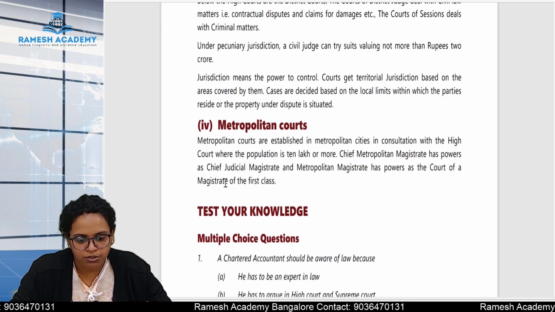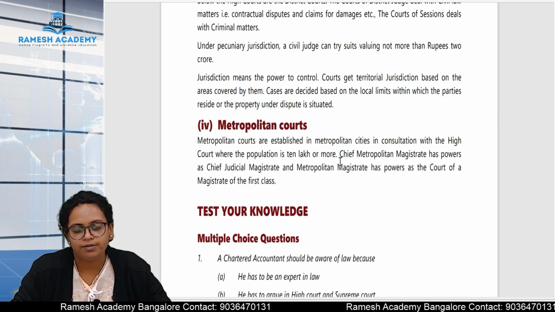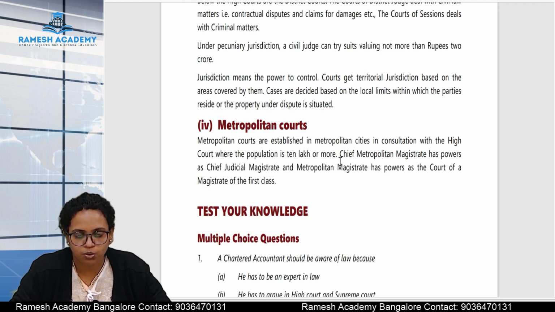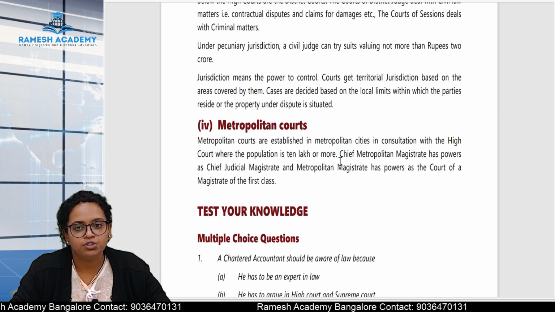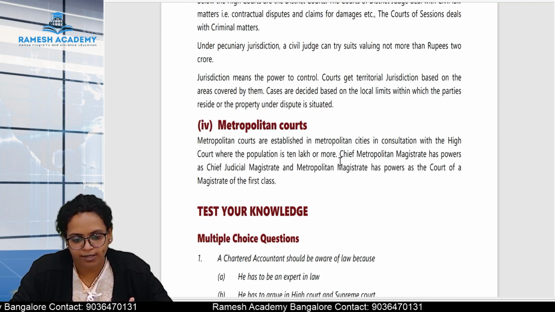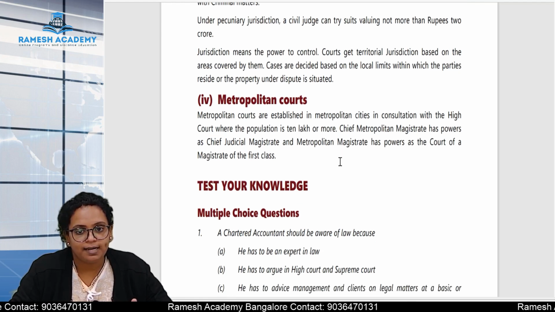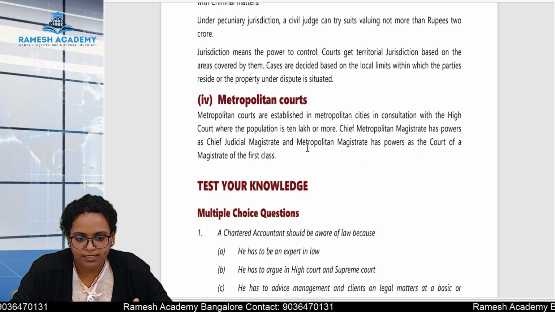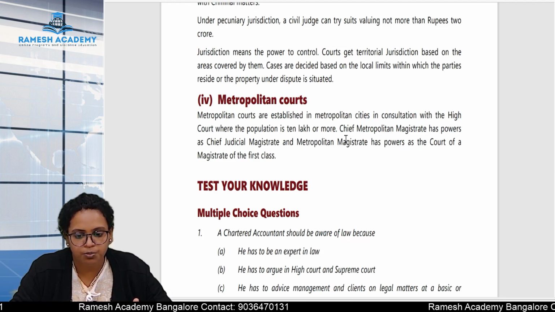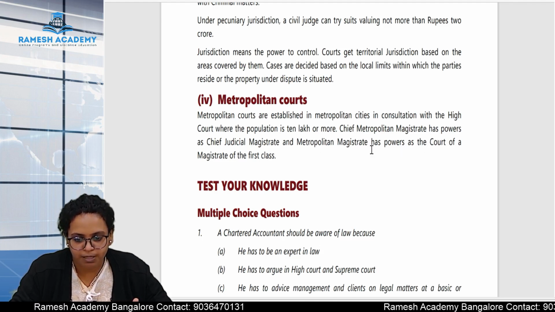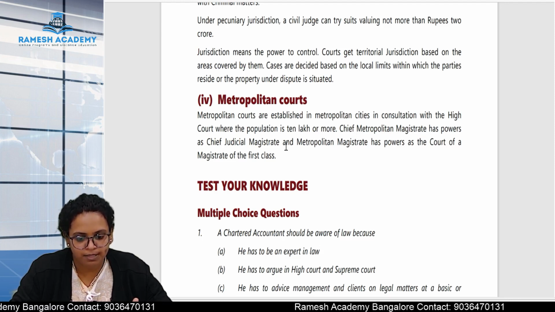Now, metropolitan courts are established in metropolitan cities in consultation with the High Court, where the population is 10 lakh or more. So every city does not have a metropolitan court. Please mark this line: the Chief Metropolitan Magistrate has the powers of the Chief Judicial Magistrate, and the Metropolitan Magistrate has the powers of the court of the magistrate of the first class.